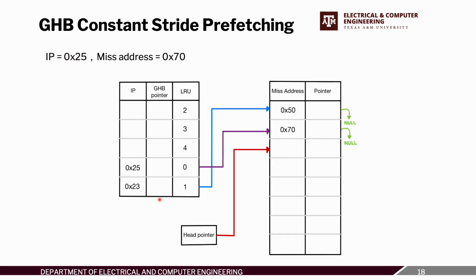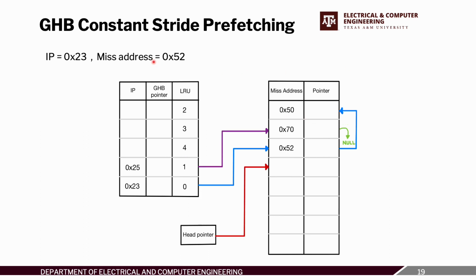In the same way, when another IP comes in, the misaddress gets updated in the GHB, the head pointer gets incremented, and a link is created from the index table to the GHB. Now let's say another misaddress of an IP that is already present in the index table is coming in. In this case, we update the current misaddress into the GHB, increment the head pointer, then we create a link from the index table to this most recent misaddress. Subsequently, we create a link from the most recent misaddress to the previous misaddress. In this way, we can see a linked list structure being formed to store misaddresses of a particular IP.